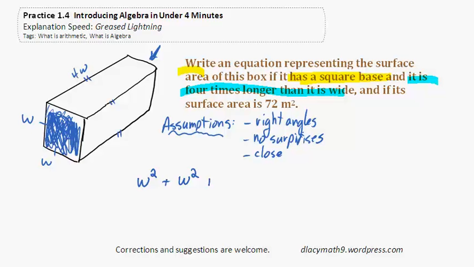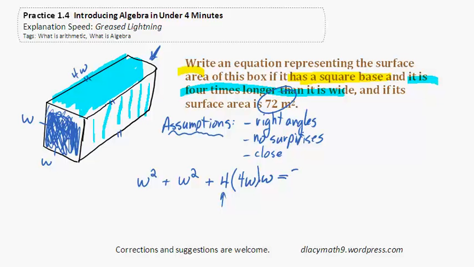Now the sides, there are 4 of them, all of which are identical. The surface area of this side is 4W times W, the length times the width. So that's just one side, and there's 4 of them: the 2 visible ones and the 2 on the other side. So this is how many sides there are, and 4W is the length times the W, which is the width, and that's it. That's the whole box. So that's equal to 72.